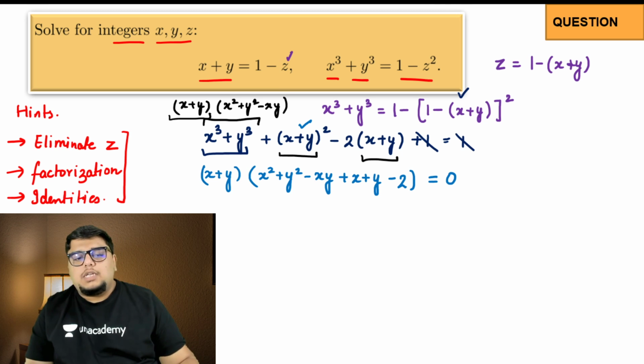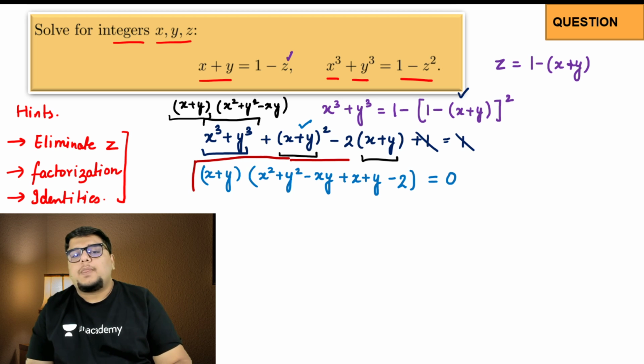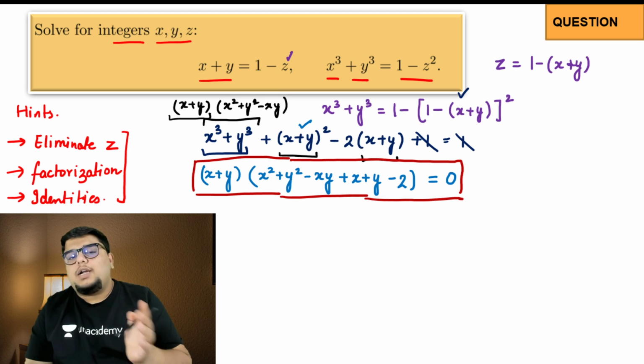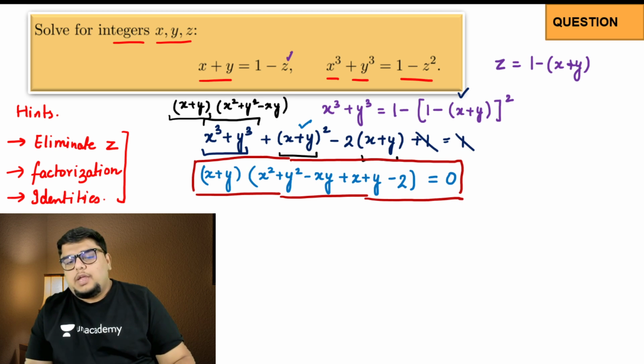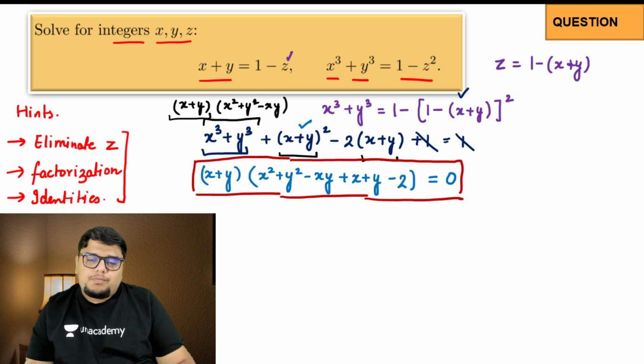Okay. Now this is quite an interesting part because the whole question now will be dependent on this particular thing. Notice that there are two products here and the product is equal to 0. If the product of x plus y and the other part is equal to 0, that can only happen if one of them is 0. So we will take two cases.